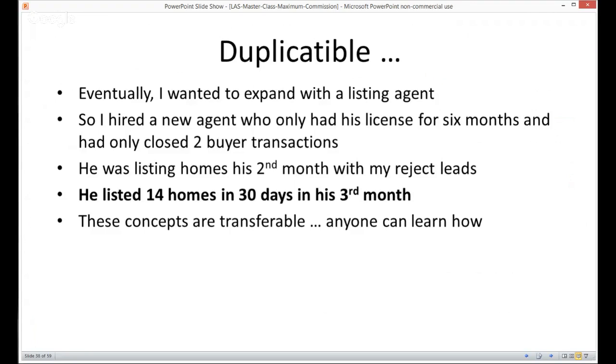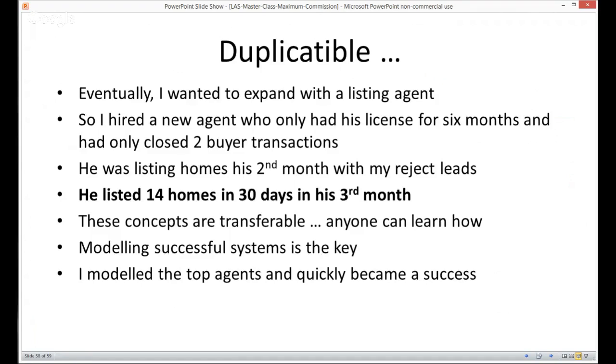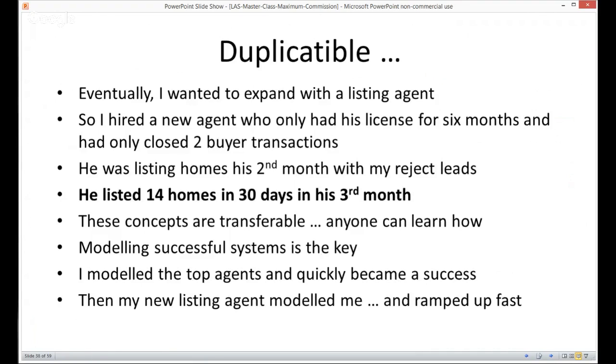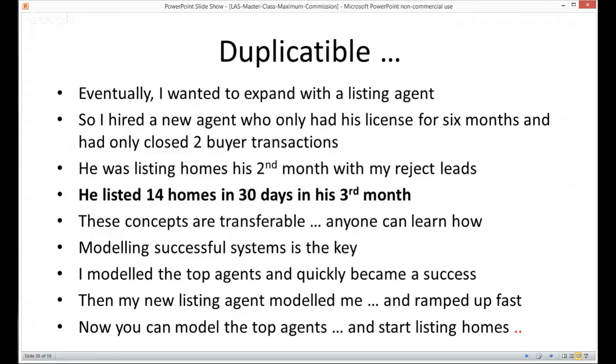These concepts are transferable. That's the coolest part. One person can learn it from another. Anyone can learn how to do it if you're willing to walk the walk and model those successful systems of the top agents. I modeled them and I quickly became a success. Then my new listing agent modeled me and ramped up fast. And now you can model the top agents and start listing homes at a rapid rate as well.